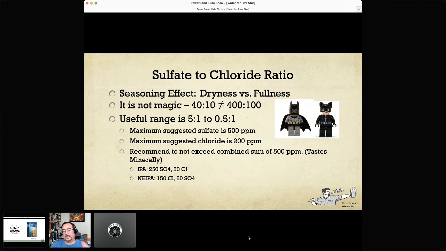Of course, maximum suggested sulfate, 300, 400, 500. I think 500 would be an absolute maximum. Maximum suggested chloride is 200 ppm. Colin and I recommend that you don't exceed 500 ppm for a combined sum, because now you start getting into that minerally realm. In terms of comparing regular West Coast IPA to New England IPA or hazy IPA, for West Coast, 250 sulfate to 50 chloride would be a typical ratio. For hazy IPA, the other way around, 150 chloride to say 50 sulfate would be typical.